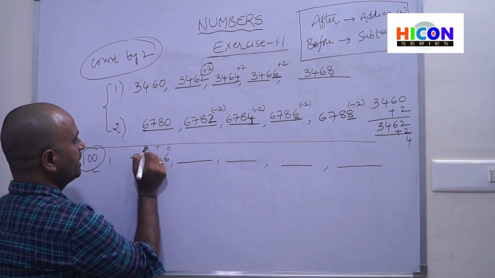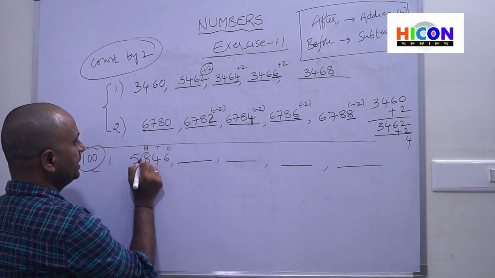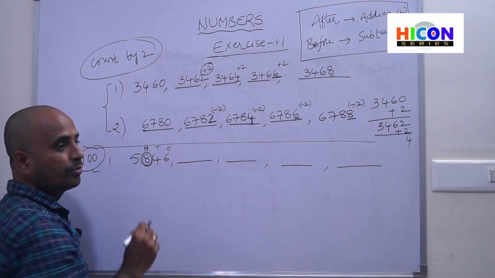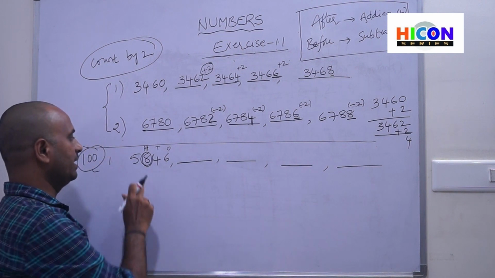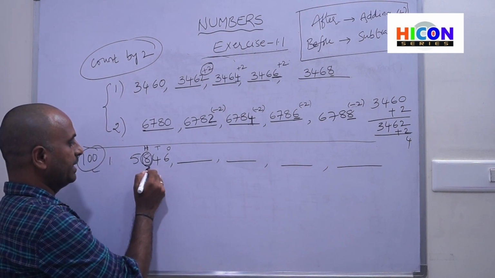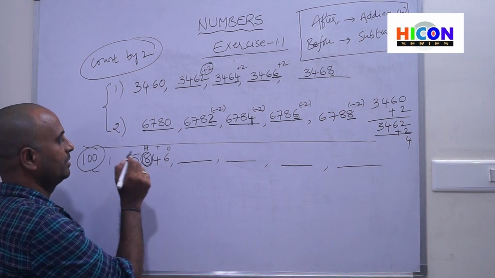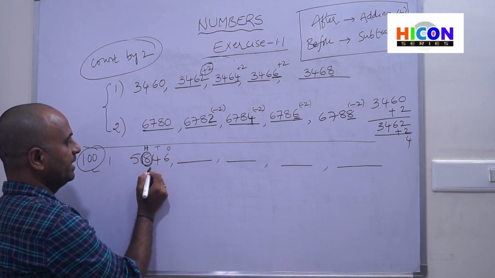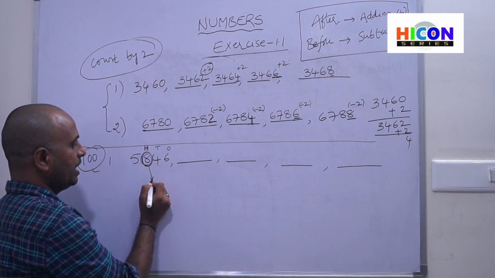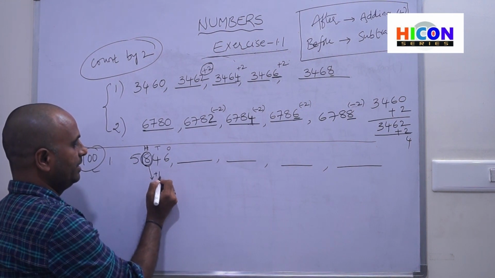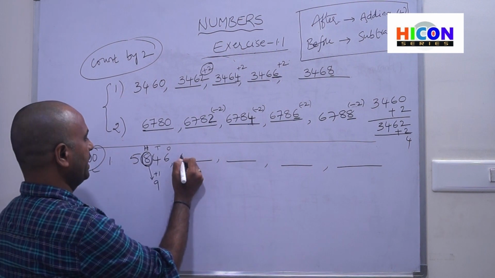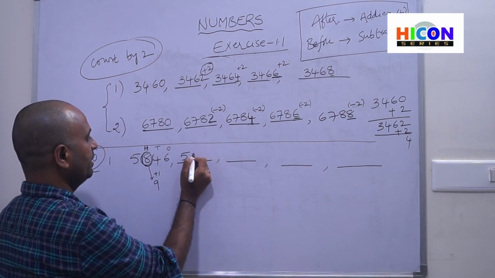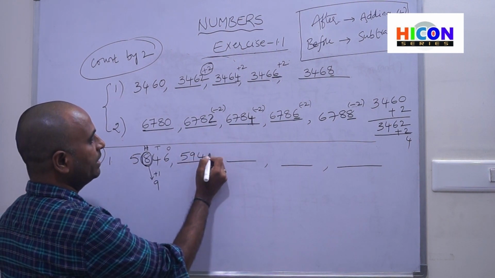Here in the hundreds place there is the digit 8. Count by 100 means you have to add 1 to the digit in the hundreds place. So 8 is present in the hundreds place, add 1, then it will become 9. So the number is obtained as 5946.